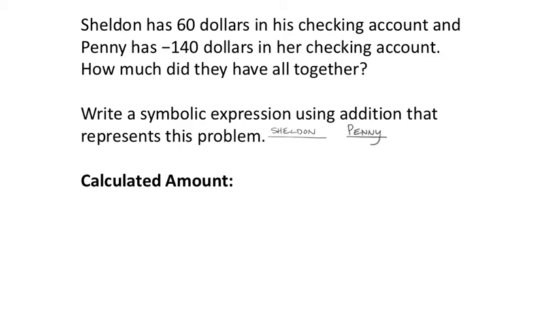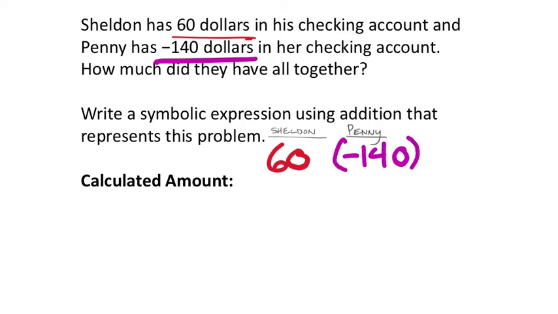So Sheldon and Penny. And what did it say about Sheldon? Sheldon has got $60, and that is a positive amount, so we're going to keep it as a positive amount here. I don't really need the labels when I'm just writing the expression. Penny, though, has -$140, so we're going to put this in as 140. That is negative, so I'm going to keep parentheses around that. It's asking how much they have together, so that's an addition problem, right? We're going to combine the two values.